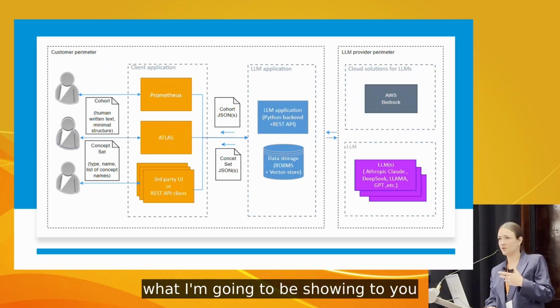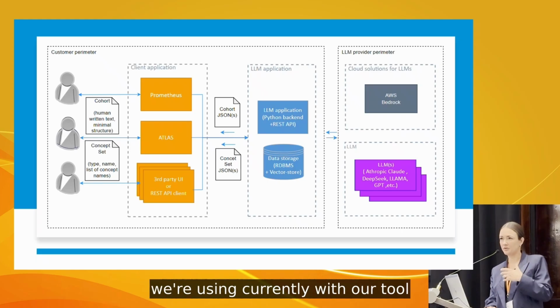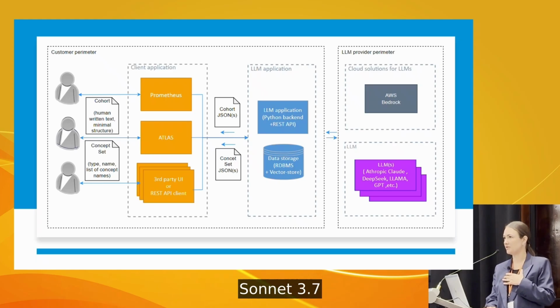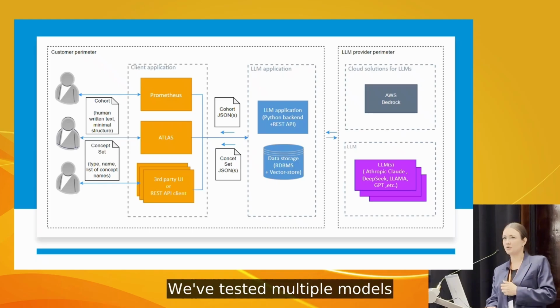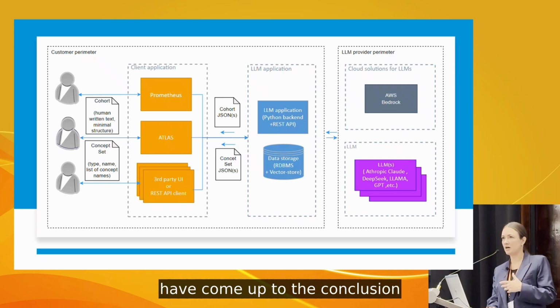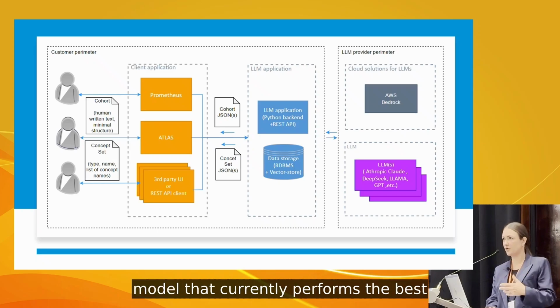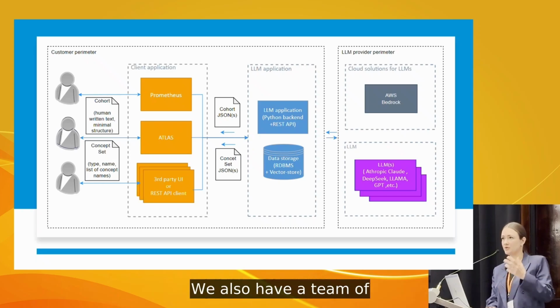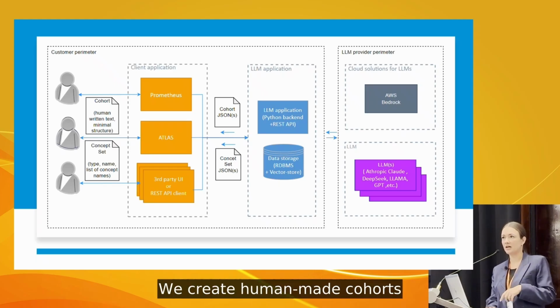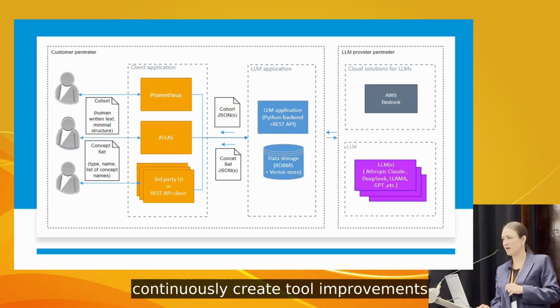For today, we're using Anthropic's Sonnet 3.7 with our Prometheus tool. We've tested multiple models for precision and productivity, and we as a team have come to the conclusion that Sonnet 3.7 is the model that currently performs the best. We also have a team of scientists who are epidemiologists and data scientists, who do a lot of cohort validation. We create human-made cohorts and GenAI-generated cohorts, and then we compare the results so that we can continuously create tool improvements.